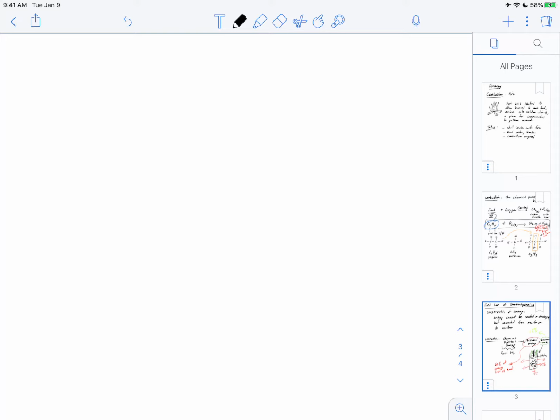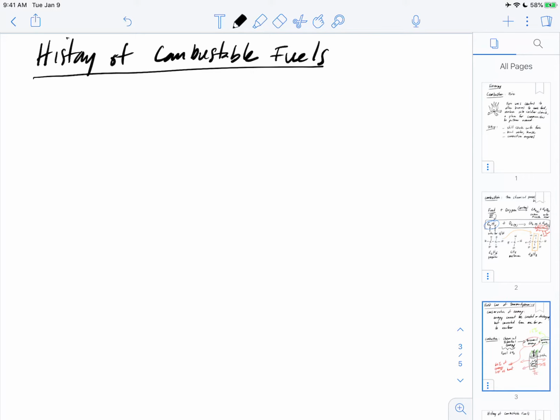Now we're going to talk about the history of combustible fuels. So we have to start off with the basics or the beginnings, and that would be wood, which is cellulose, which is carbon and hydrogen, and charcoal.